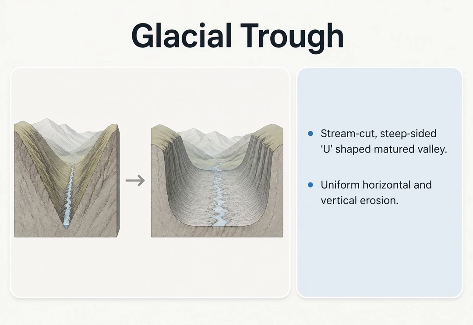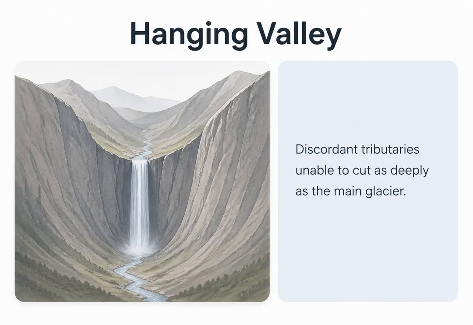Next is the glacial trough. Before a glacier moves through, a river might carve a sharp V-shaped valley. But because glacial mass is heavy, slow-moving, and solid, its erosional activity is uniform both horizontally and vertically. This widens and deepens the valley, transforming it into a steep-sided, U-shaped trough. Because the main glacier is so massive, it carves a very deep trough.